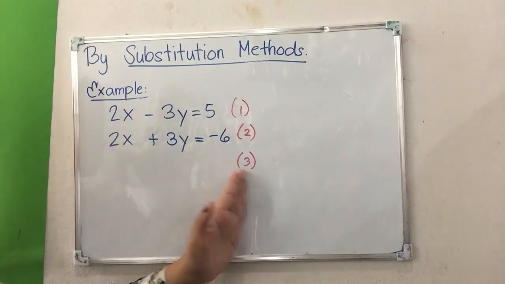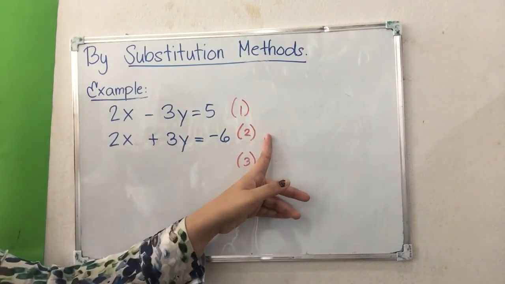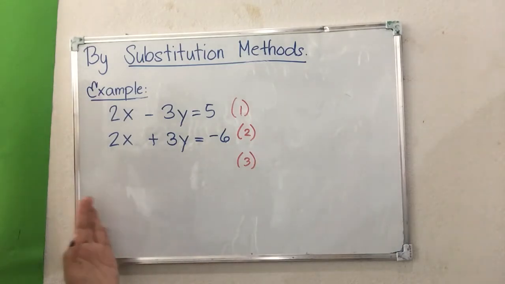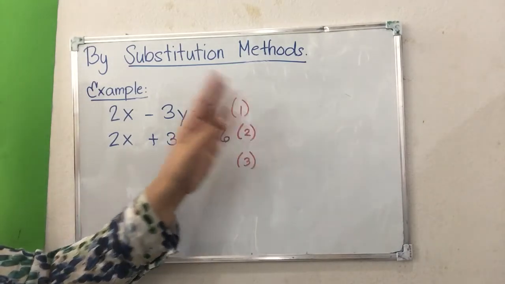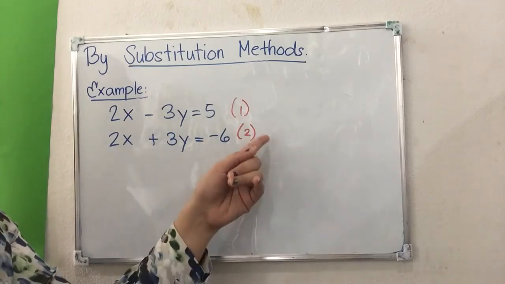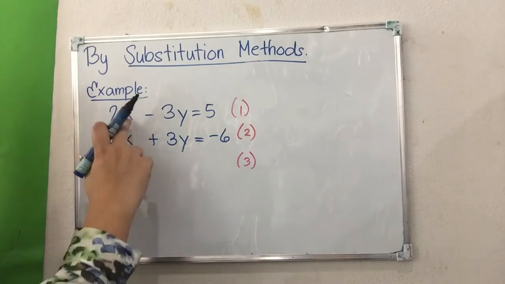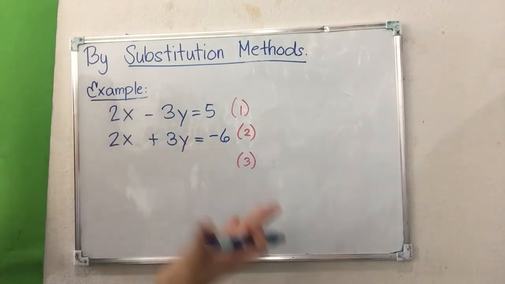To get equation 3, we have to rearrange either equation 1 or equation 2. This time I will rearrange equation 1. Like I said, you can change either the first or the second equation. This time I will change the first equation, with the value of our x. Very easy, we've learned this in our previous lesson.